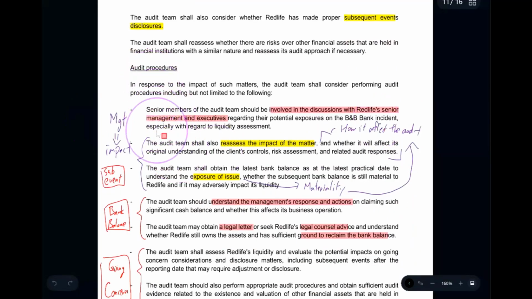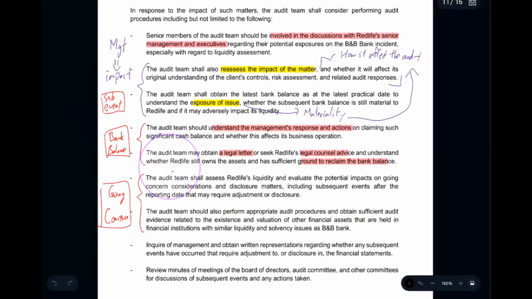And for audit procedures, same thing. There are three different things happening in the question that you can address. For example, the first one is the subsequent event itself. So the audit procedures are to look for the impact. We need to talk with the management executives and understand the problem. This is what I said just now. The same concept applies to every single issue in this case. In every single issue, you need to check with the client. But this time, the problems are a subsequent event, a going concern, and the bank balance.